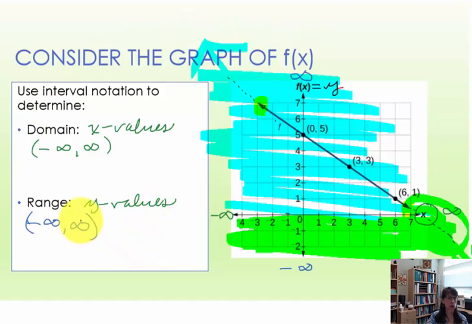So you'll notice with this particular line that the range and the domain are both the same. The only time we would not have the same domain and range for straight lines is if we're dealing with special cases of vertical or horizontal lines.